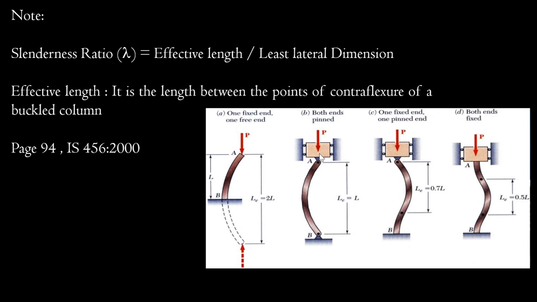If both ends are pinned, then effective length is L equal to L, because your point of contraflexure will be this distance. If one end is fixed and the other end pinned, then effective length is 0.7 L. And if both ends are fixed, your point of contraflexure will be this distance, because here there will be hogging and here sagging, so your effective length is 0.5 L. This is a schematic representation of this.